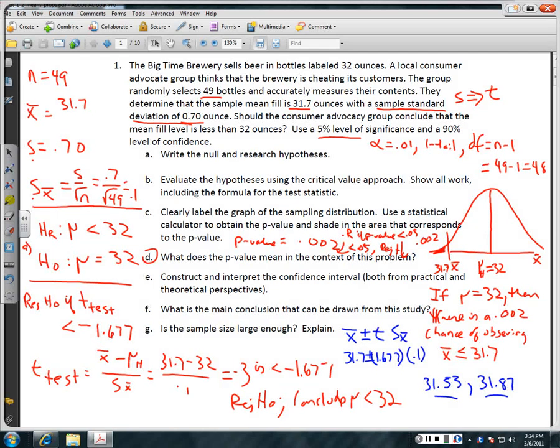The sample size large enough, it's 49. It's large enough if there are no outliers in the population. Same rules as we used on the previous exam for the one sample z-test.